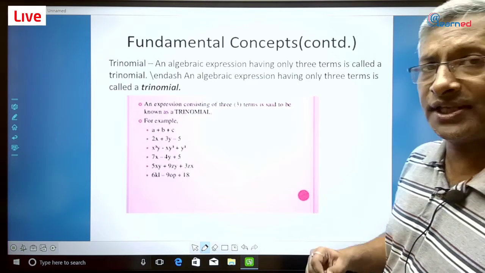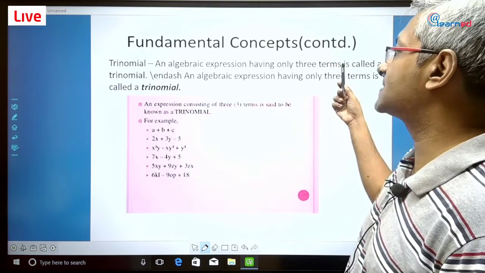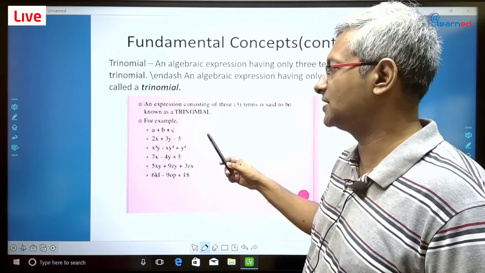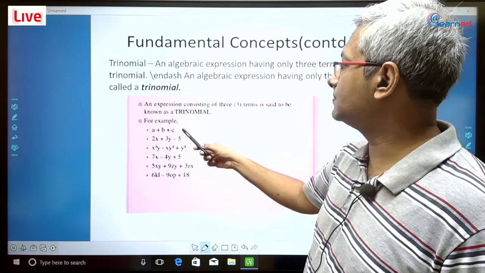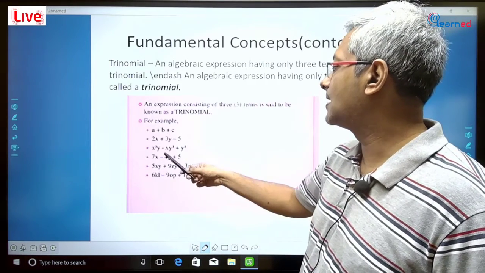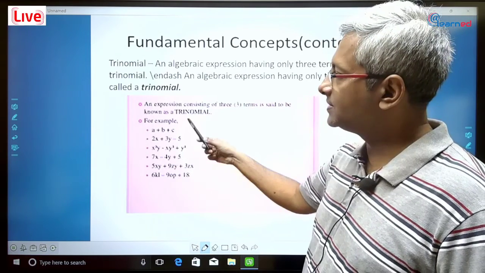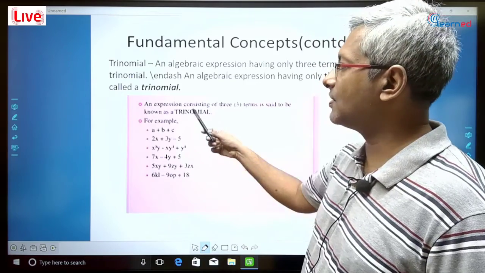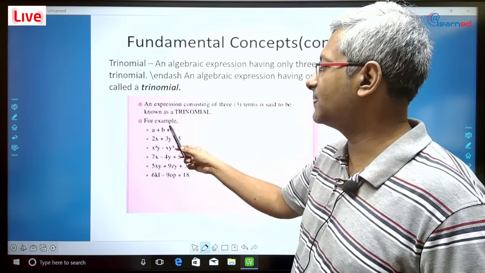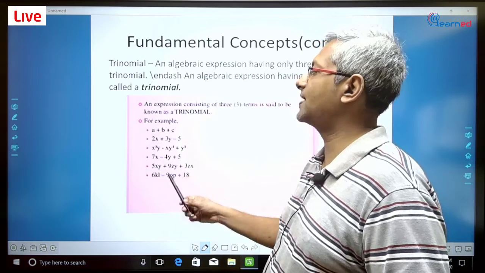Now we come to the trinomial, three terms. An algebraic expression having three terms is called a trinomial. When there are exactly three terms, we call it a trinomial. What are the examples? a plus b plus c, 2x plus 3y minus 5, x squared y minus xy squared plus y cubed. These are all examples of trinomials. We have three terms separated by plus or minus symbols.